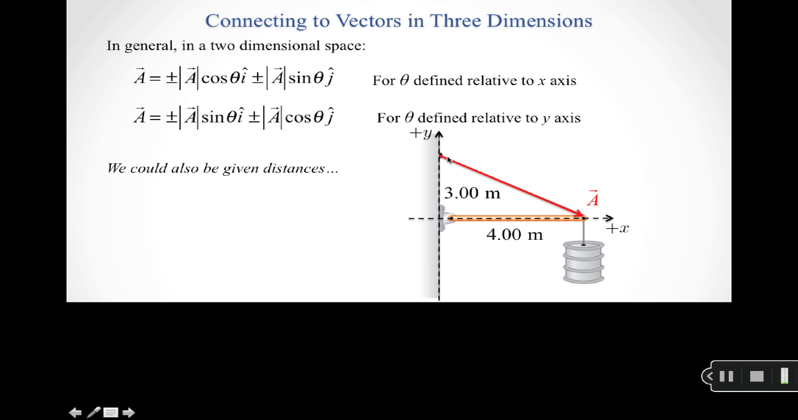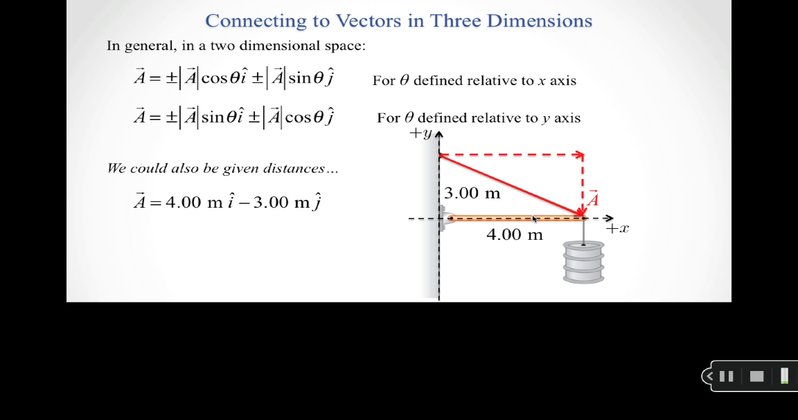Now, of course, there's a second way that I can do this. I could have been given the problem where instead of being given the length of this cable and the angle it makes with the beam, I could have been given the distance from the hinge to the point where it connects to the wall and the hinge to the point where it connects to the beam. So if I'm given distances, I can go through and figure out what this magnitude is. So 3 squared plus 4 squared, take the square root, would tell me what the magnitude of that cable is. I could use the inverse tangent of 3 over 4 to get what that angle is, and then repeat the process that I did before.